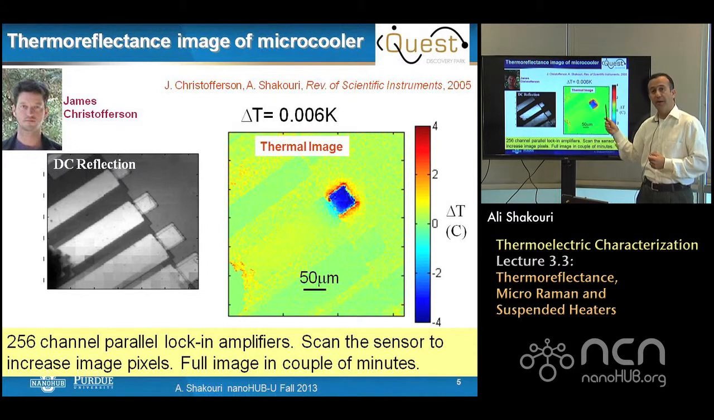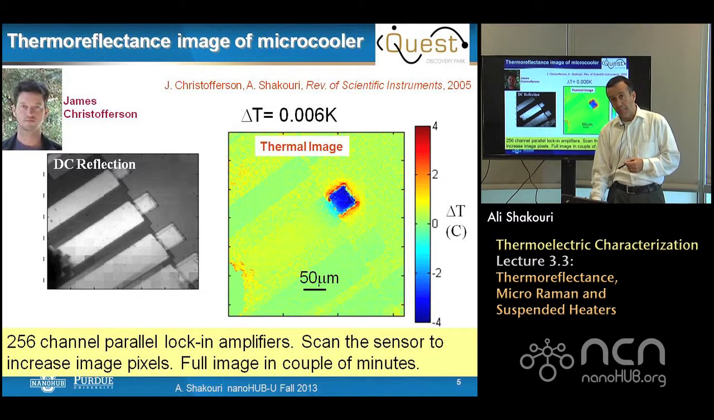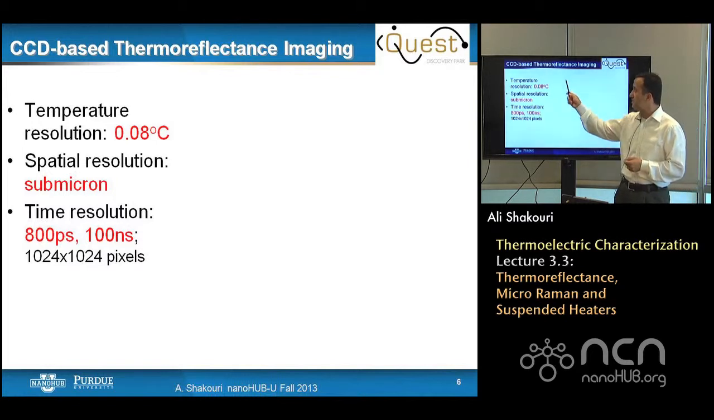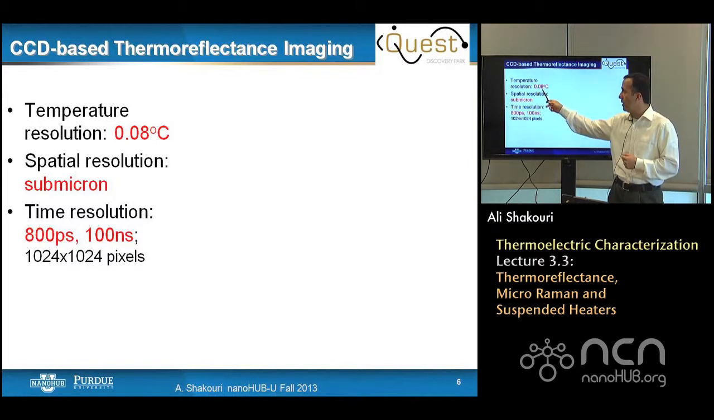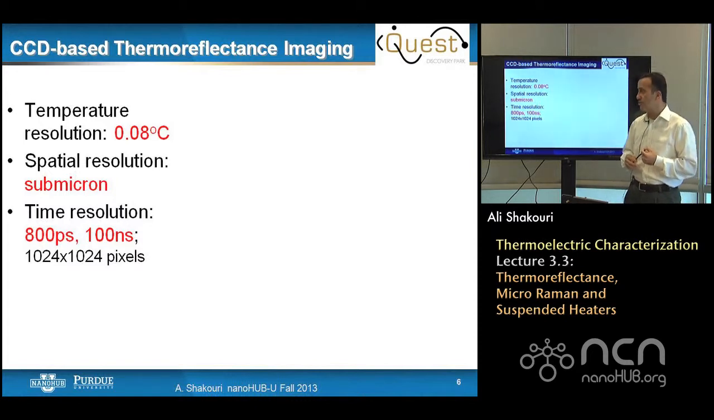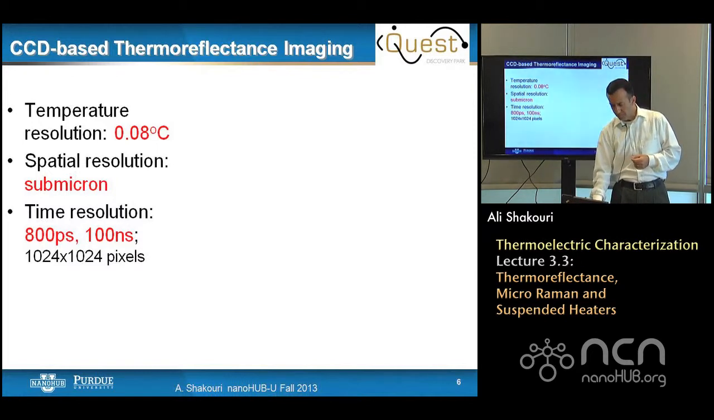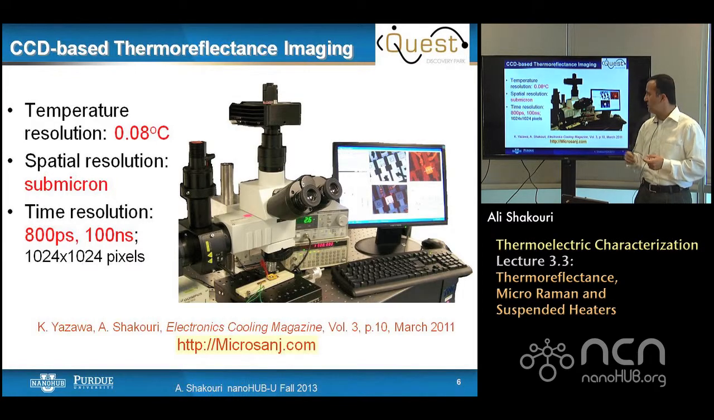For example, with this image, some scanning was done, so it took about 10 minutes. It's still much better than doing the measurements overnight. But today, we know that we can do even better. The state-of-the-art CCD-based thermoreflectance has temperature resolution of 0.1 degree or lower, and sub-micron spatial resolution because we are using visible light. The diffraction limit is 200 to 300 nanometers, and time resolution has been pushed down to 100 nanoseconds and then 800 picoseconds with a full megapixel image. This is the kind of system that could be purchased commercially.